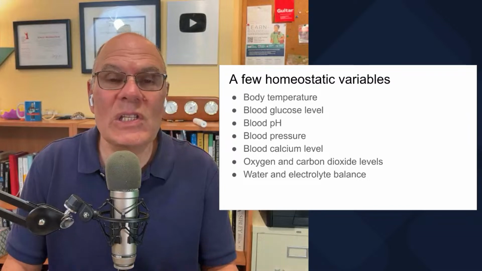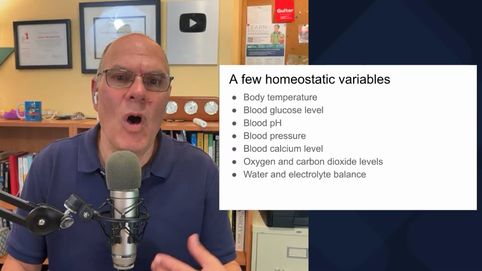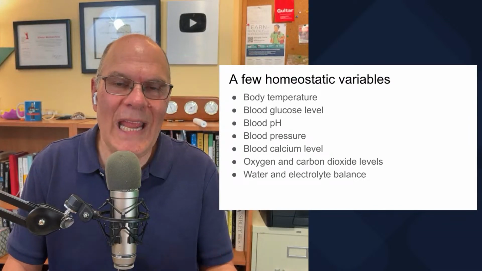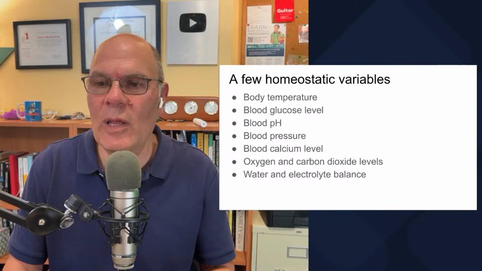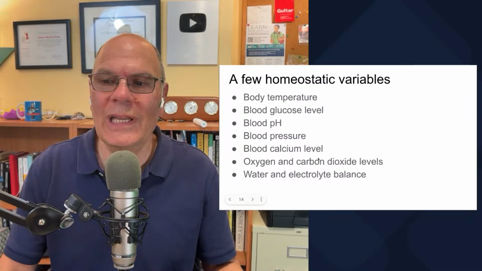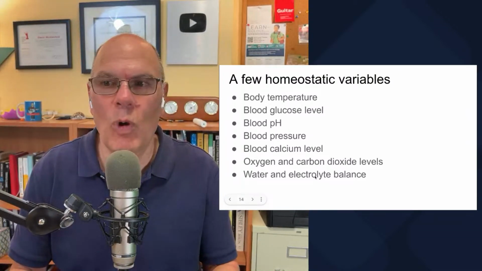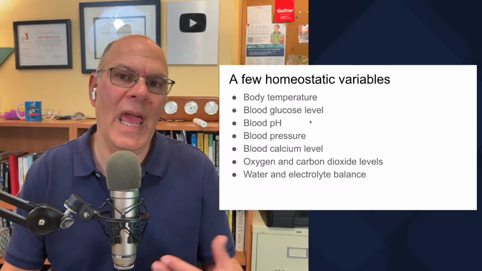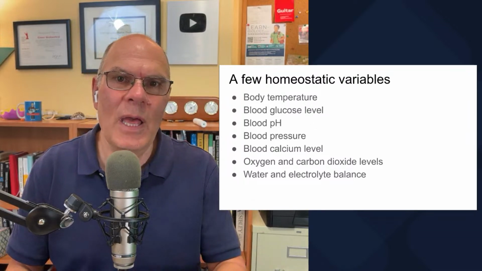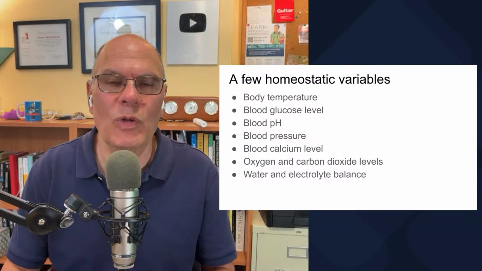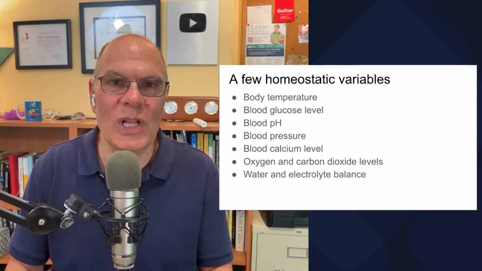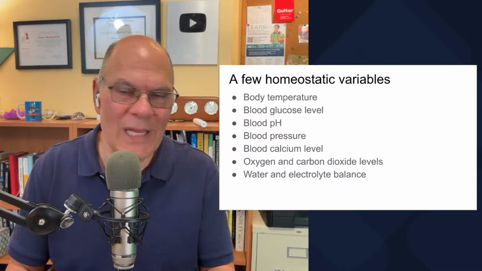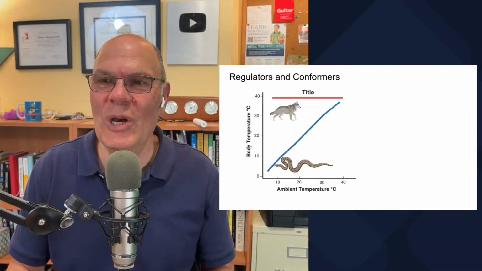And the various systems of your body have all evolved in order to maintain those various variables. So, for example, your kidneys are really important for water and electrolyte balance, your digestive system, and systems that we'll talk about involving the pancreas and the liver are very important for maintaining blood glucose level. Those details will be dealt with later on in this show.